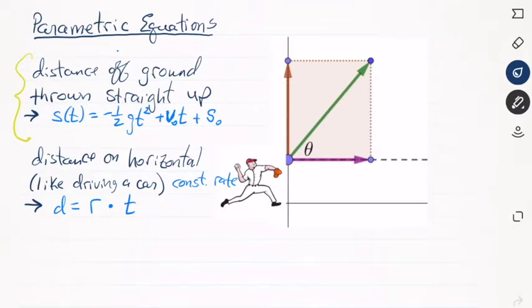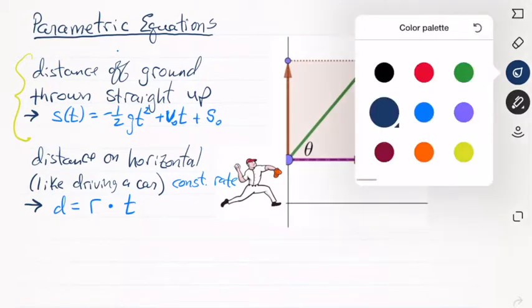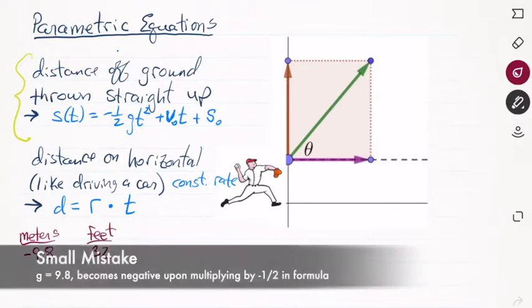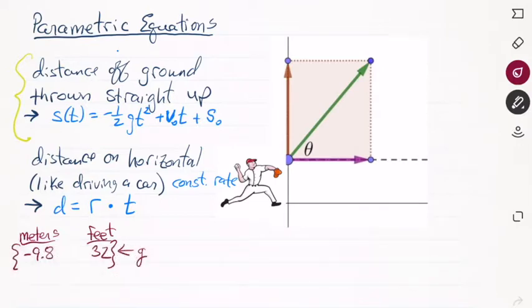Now g has two different values. I'll write them both down here. If we're talking about meters, then g is going to be negative 9.8. And if we're talking about feet, then g is going to be 32. So this is what g is for this idea. Half of that would be negative 4.9 for meters and negative 16 for feet.